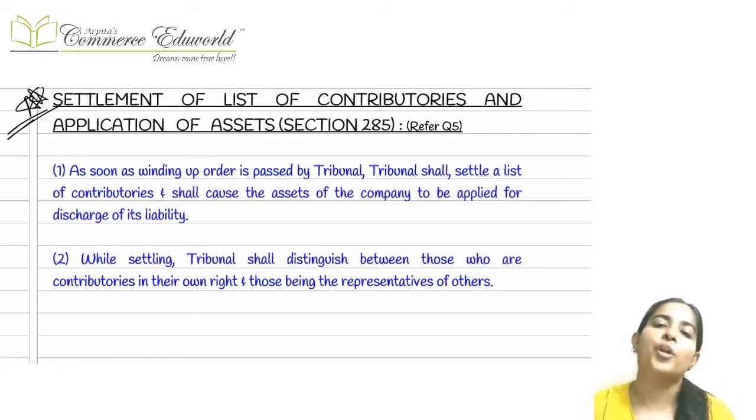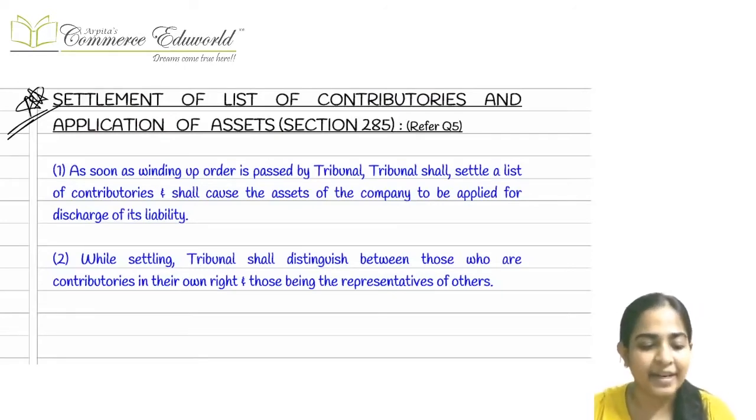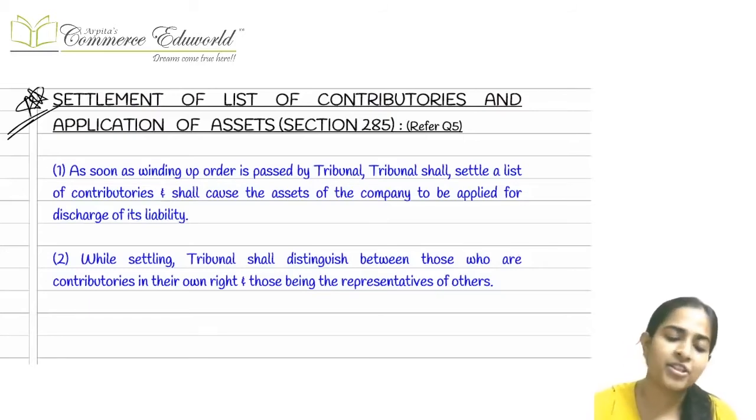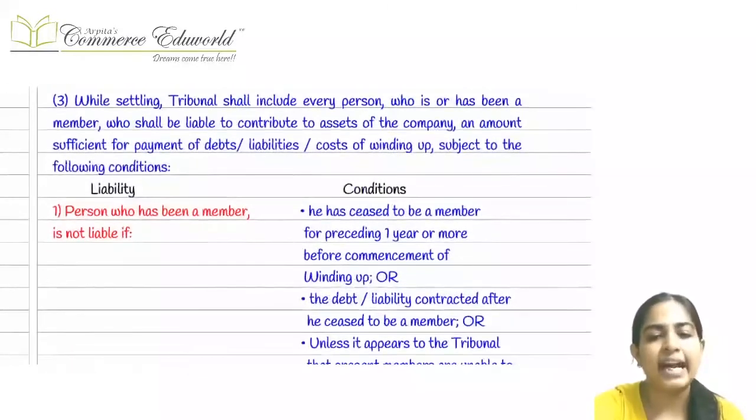Okay, now the next section, number 285. This is an important section which says how we settle with the contributories, how we call the money from the contributories, and from whom we are supposed to call the money. This is the same thing which we had studied in our IPCC. Now just try to understand, I'm just revising this entire section for you.